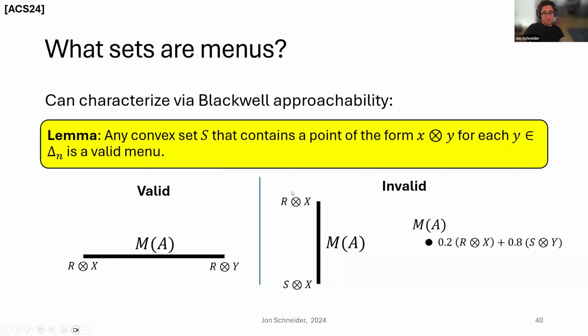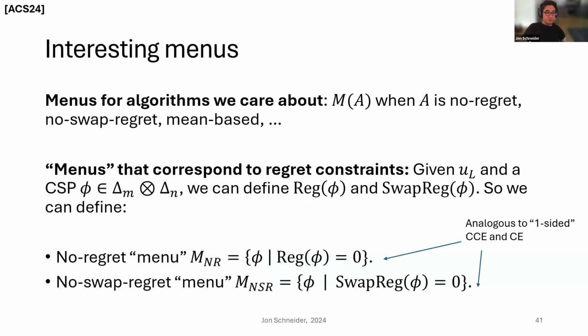In this example, the line segment connecting R tensor X and R tensor Y is a valid menu. This one connecting R tensor X and S tensor X is not a valid menu because there's nothing supported on Y. Similarly, this single point is not a valid menu. This is great because now we can translate questions about learning algorithms to questions about these convex sets that we have a nice geometric characterization of. So what menus do we really want to say things about? There are two classes of sets we want to talk about through this menu-theoretic language.